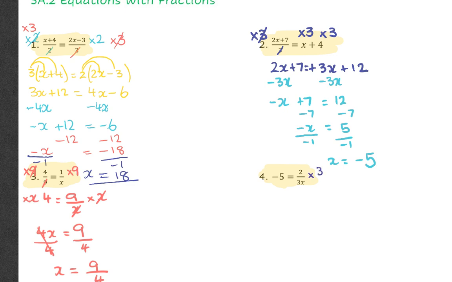We've got 3x in the denominator, so divide by 3x, we do times by 3x to both sides of the equation gives us negative 15x equals 2. So x equals negative 2 over 15.